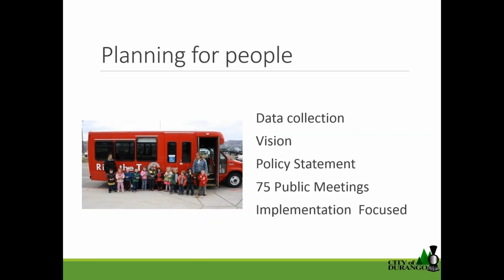In creating our plan, we looked at these areas: data collection, our community vision and policy statement, and then those 75 public meetings, which were amazing because with our community of 17,000, we would have anywhere between 50 and 150 people at these meetings. They were excited about it, and they still are, which is the best part.